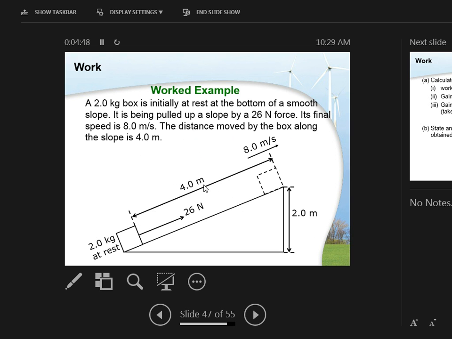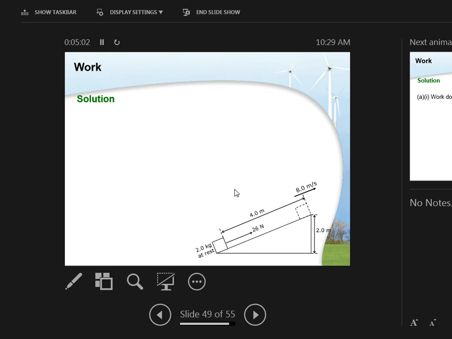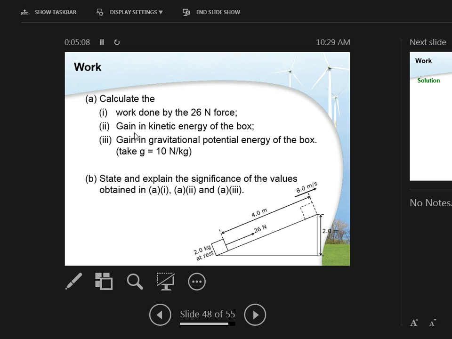Okay, how do we find the work done by this force? Force times distance moved again in the direction of the force. What is the distance moved in the direction of the force? 4. So the answer is 26 times 4. Okay. So part A, 26 times 4, you get 104 joules. Straightforward, huh? Now, for part 2, calculate the gain in kinetic energy of the box.